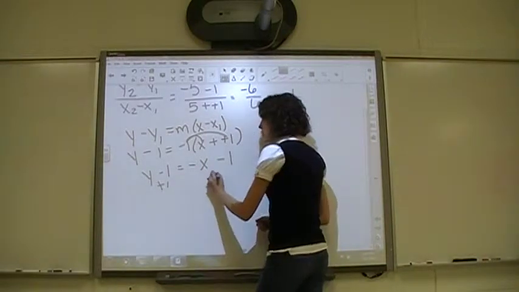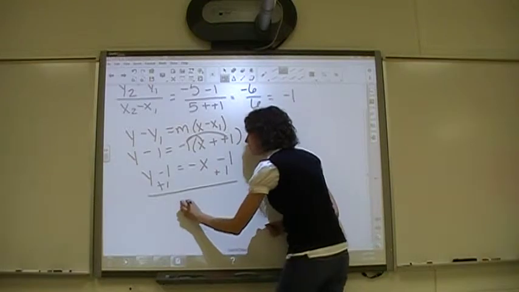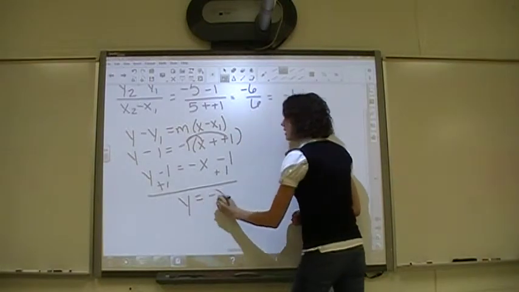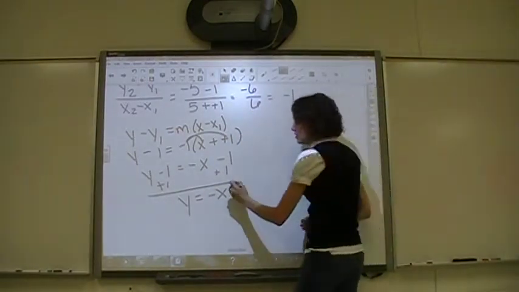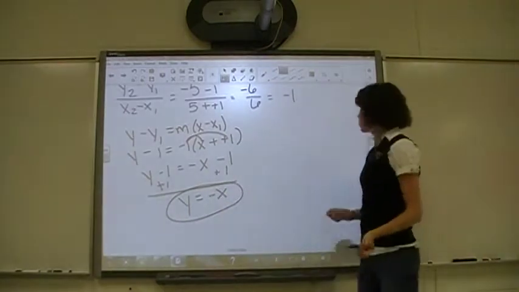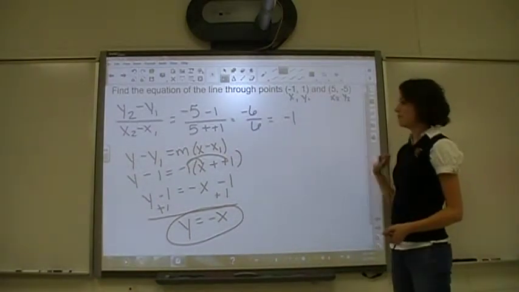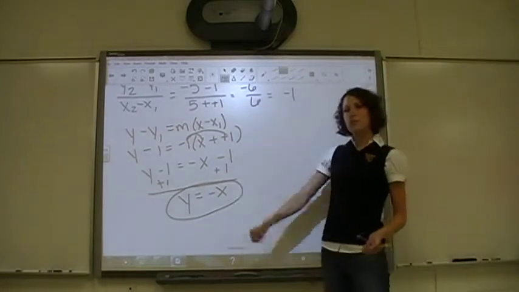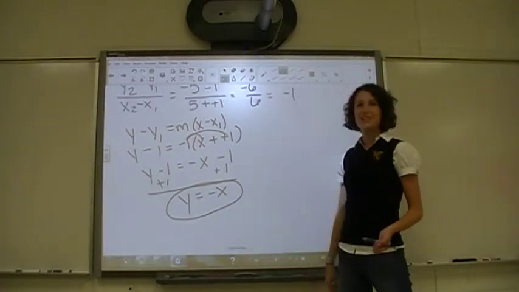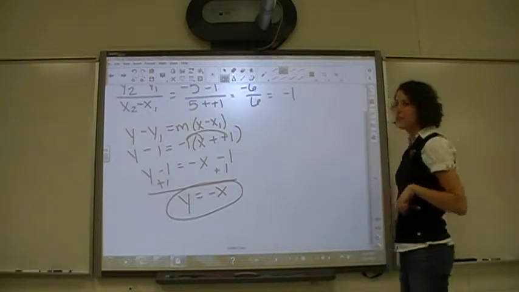Y minus 1 equals -x minus 1. Then add 1 to both sides, and you get y equals just -x, which is our equation of the line that's going to be through the 2 points of (-1, 1) and (5, -5). So our answer is just simply y equals -x. Let's try one more example.